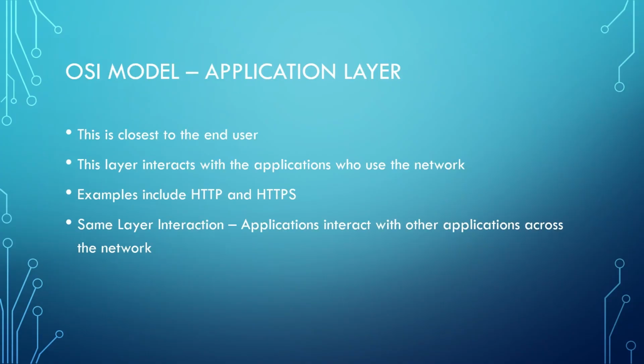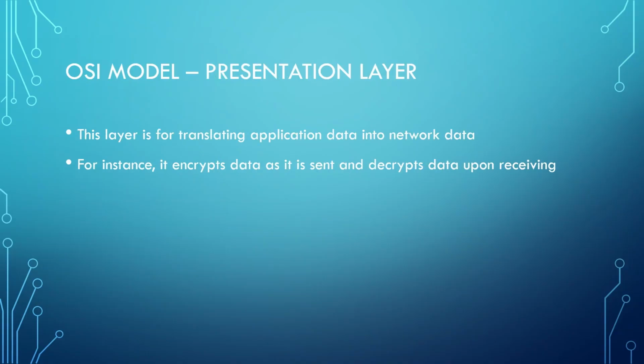The application layer is closest to the end user. This one interacts with the applications that use the network. If your issue includes HTTP or HTTPS, that's a dead ringer for an application layer issue. It also interacts with other applications across the network. Next is the presentation layer. It translates application data into network data. It encrypts data as it sends and decrypts data upon receiving.